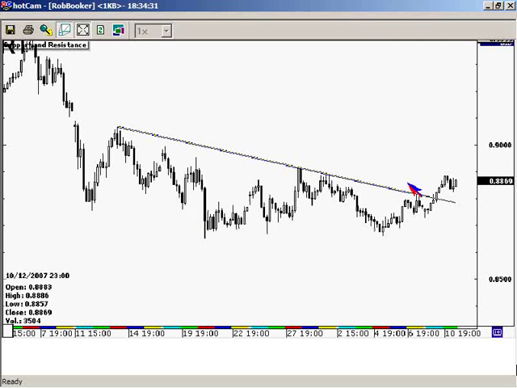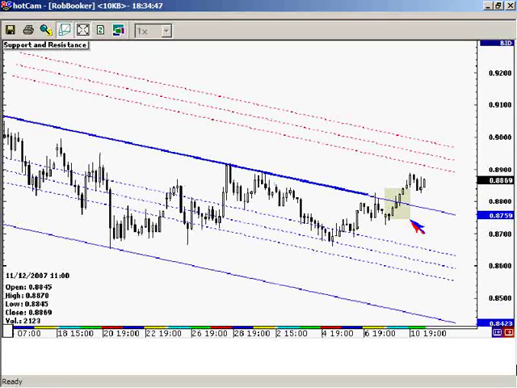Okay, here we go. We've broken outside of a channel. Once we break outside of that channel, we can take a buy trade right here, and you can target the next Winnipeg line. Let's add some more Winnipeg lines. It looks like we could use a 1-2-3-6 level. I bet it hit that 1-2-3-6 level.